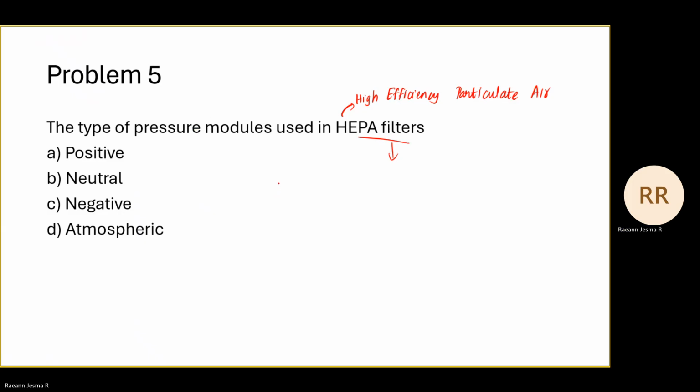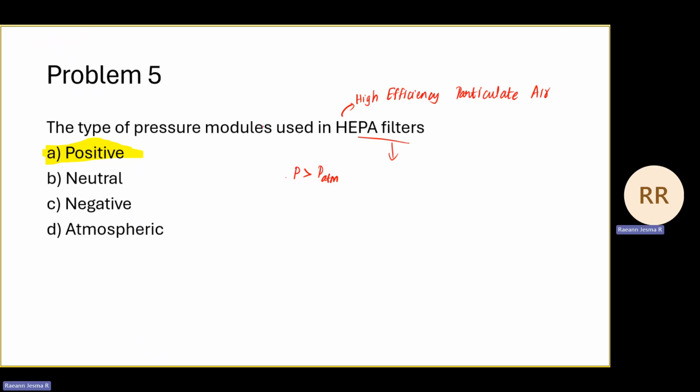Okay. So the correct answer for this question is positive pressure. Let me tell you why. In clean rooms, there are different types of clean room. One is positive pressure clean room, and another is negative pressure clean room. What do we mean by positive pressure? Positive pressure is when the pressure inside the clean room is greater than the atmospheric pressure.